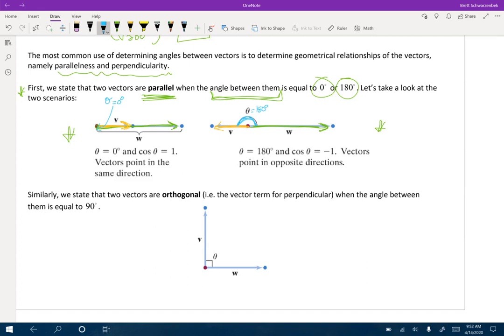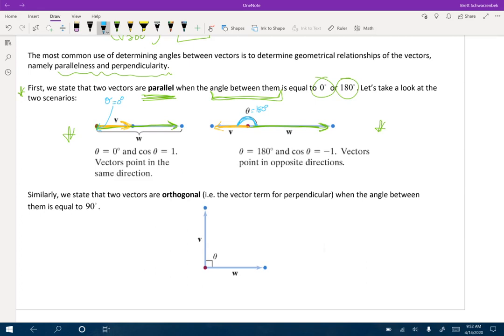So it's kind of a very weird looking setup. It's different from what you're used to for parallel. But in vector world, that is the definition of something being parallel. So it makes sense that in a few minutes, we're going to be going through examples where we'll have to determine if the angle between them is 0 or 180 to determine if they're parallel.